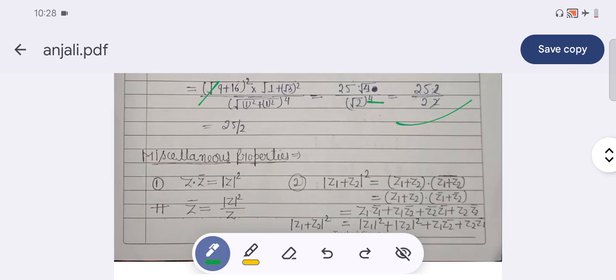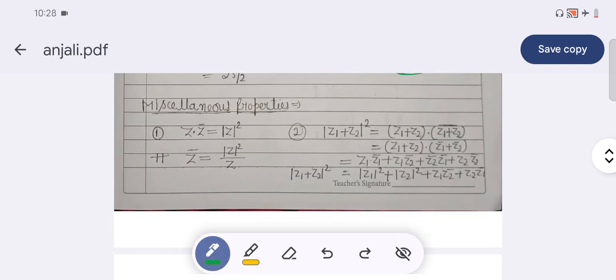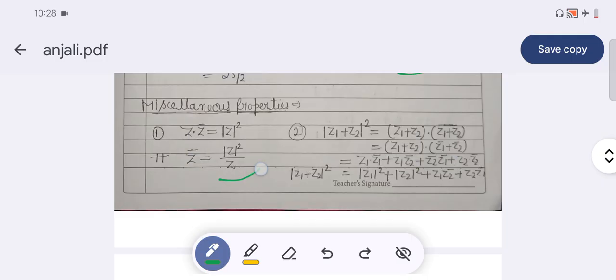Some miscellaneous properties. This is a very important property. z dot conjugate of z will always be mod of z square. Second is the conjugate of z. With the help of this equation, the conjugate of z is mod of z square upon z. It is clear?